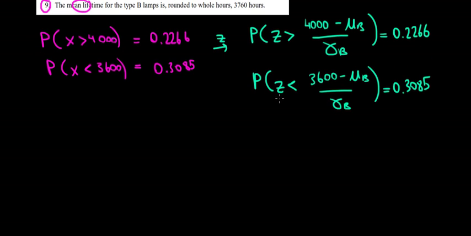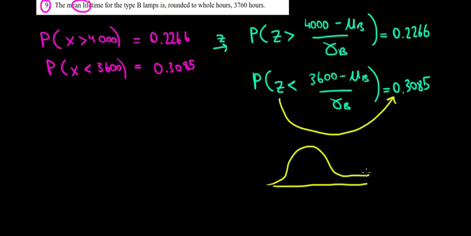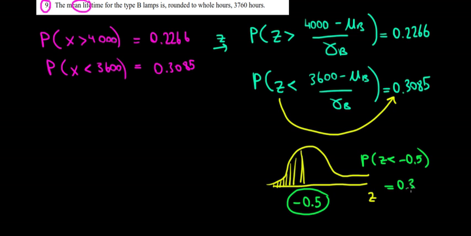Now, we already can find out in the table of the z distribution what's going to be the z value that gives us a probability of 0.3085. So if we draw this, we know that we're going to have a specific z value, and the probability that it is less than that number is equal to 0.3085, and that z value happens to be minus 0.5. So in the table with the z distribution, we can find out that for the z value of minus 0.5, the probability of z being less than minus 0.5 is equal to 0.3085, and that's exactly what we're looking for.